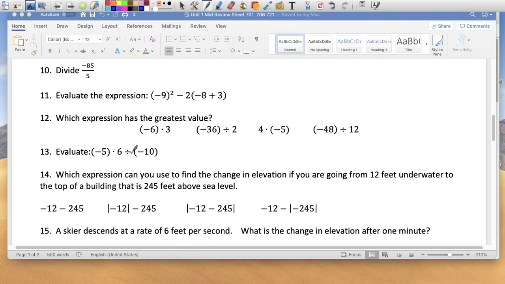Negative 5 times 6 divided by negative 10, please. Order of operations, left to right, between division and multiplication. This one is multiplication because it came first as you read from left to right. So negative 5 times 6 is negative 30, divided by negative 10, and you get 3.